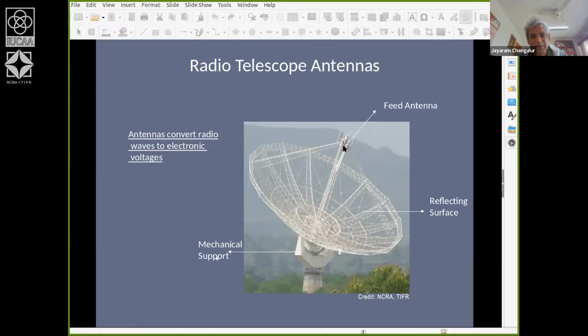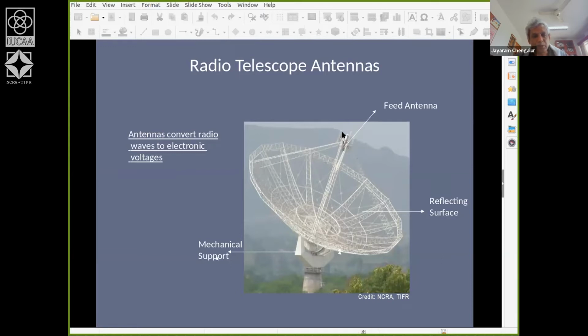And at the prime focus, there is a feed antenna which converts that radio wave into a voltage, which is then amplified and processed further. And as Nissim probably told you, there's not just one feed antenna, there's actually 4 feed antennas on a rotating turret. Depending on which frequency band you want to observe, you can rotate the desired feed to point towards the dish. That is the feed whose signal you will pick up and further process.